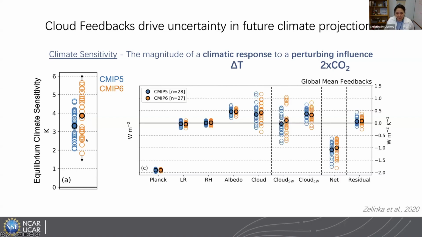And when that variability in those forcings is broken down into different components, including the RH component, the albedo, cloud, et cetera, shown here, what we find is that clouds are contributing mostly to that variability. So a lot of our uncertainty is really in this cloud piece.